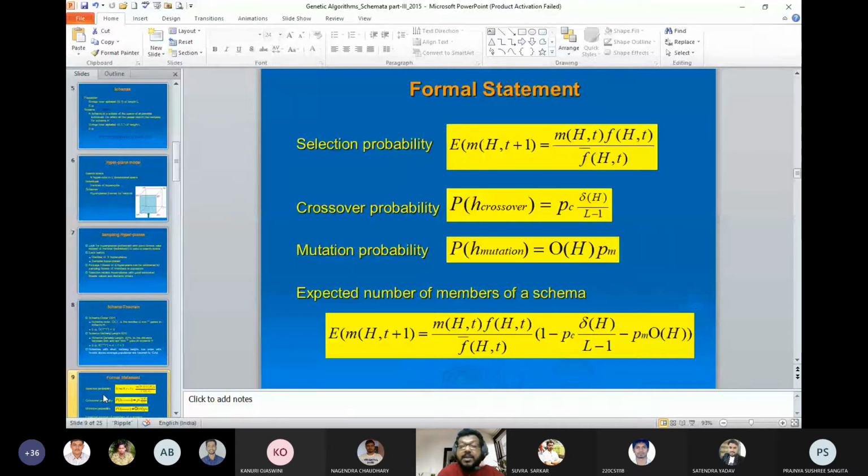Similarly, for mutation, we select an individual and ask whether I am going to mutate or not. Based on that, I generate a random number and compare it with the mutation probability. Then, depending on the result, I do the mutation or I do not go for a mutation. Similarly, the first quantity, selection probability: you are looking at a group of individuals and you try to select an individual.